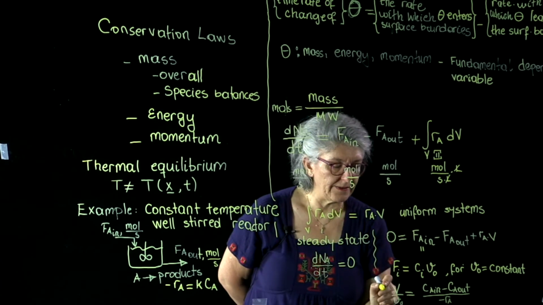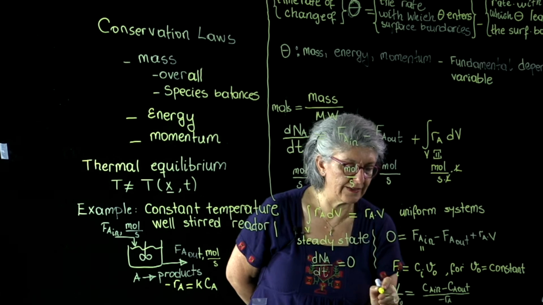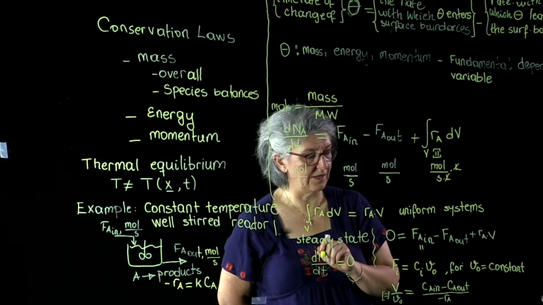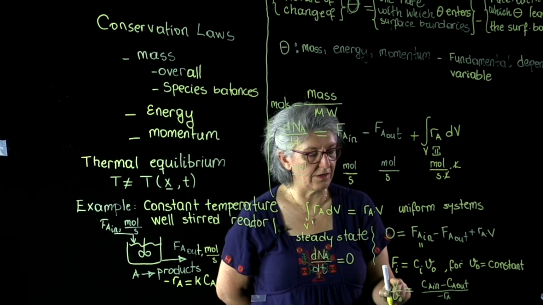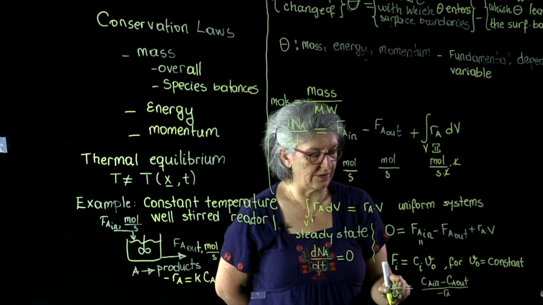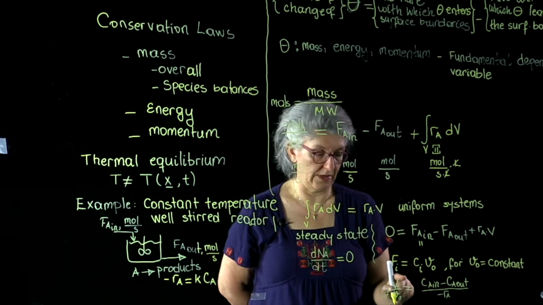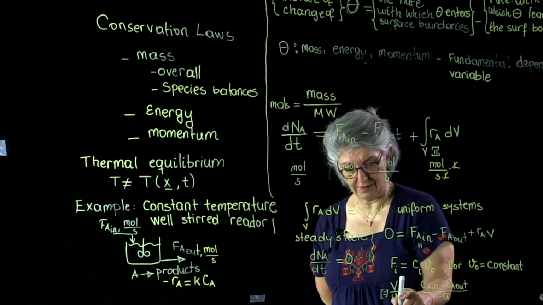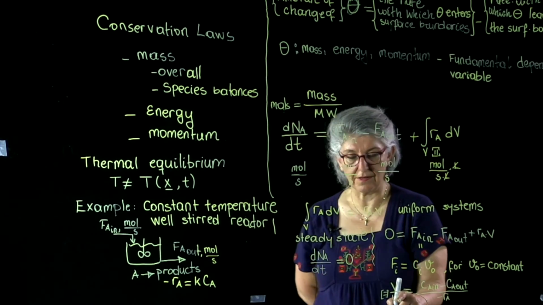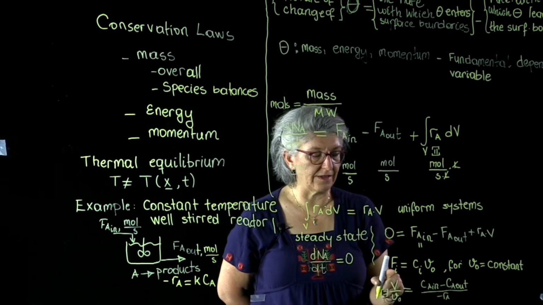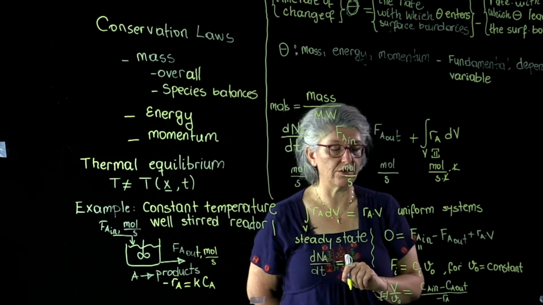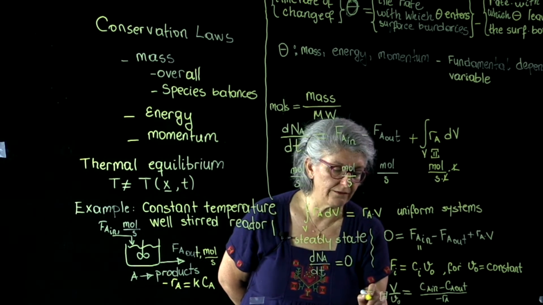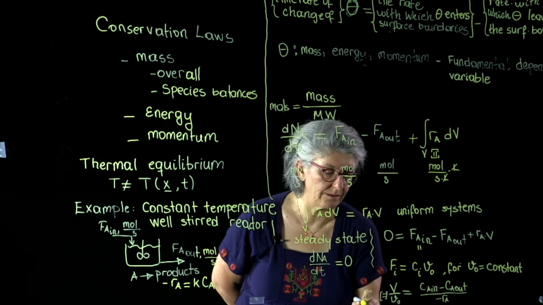Now this end has, if you pay attention, the units of liters, units of volume. This has the units of volumetric flow rate, liters per second. As a result, this whole group has the units of time. We're going to label it as tau, and we will call it the space-time.